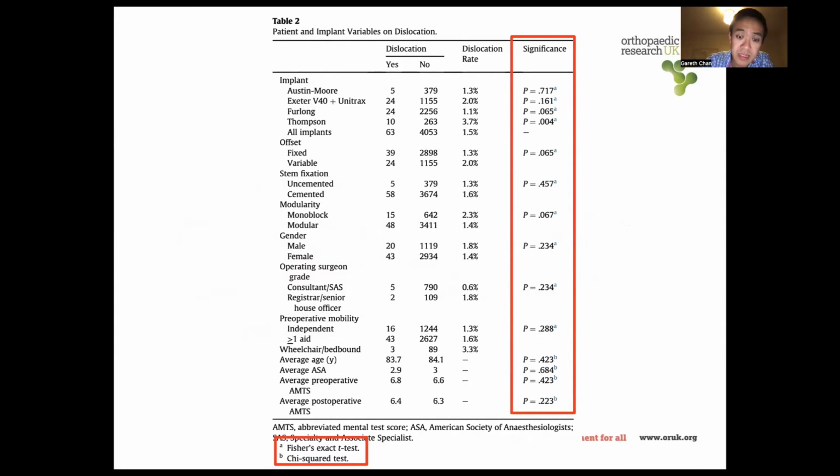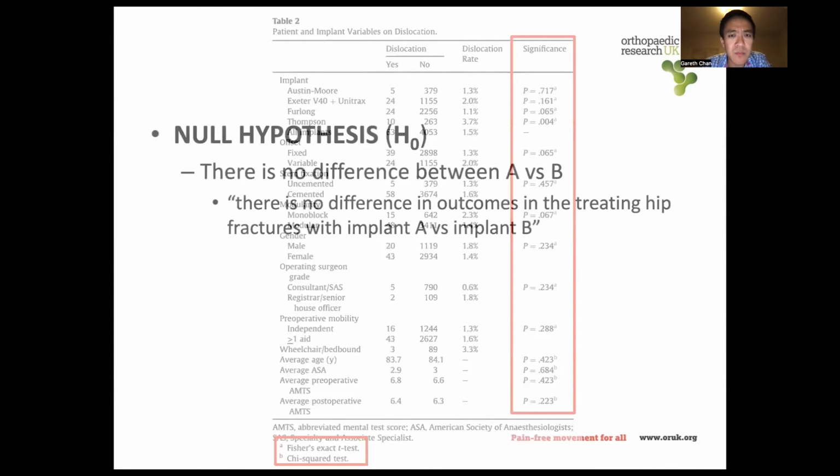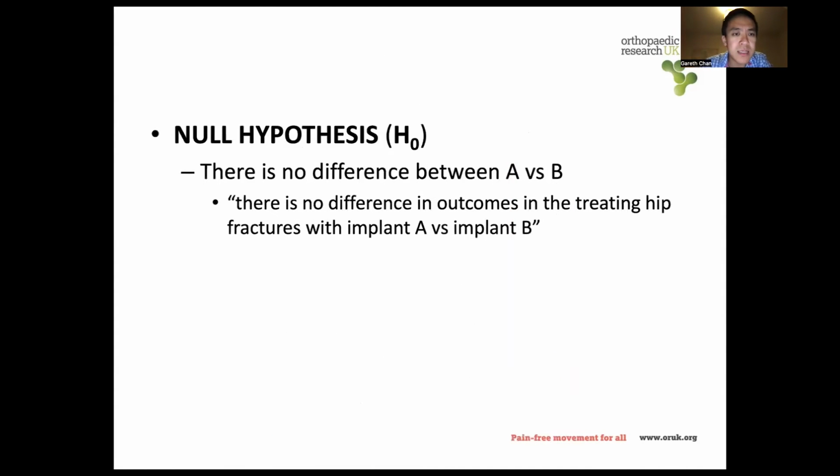And then look at the bottom of these tables, and normally tell you what tests they've done, and that relates back to the type of data that we talked about earlier. We'll touch on that later on. But touching a bit more on a p-value. So what is a p-value and why is it important?